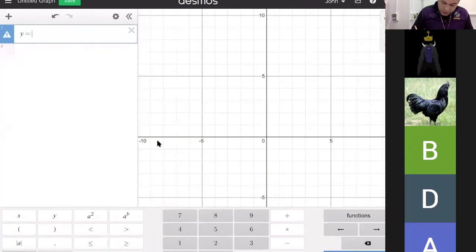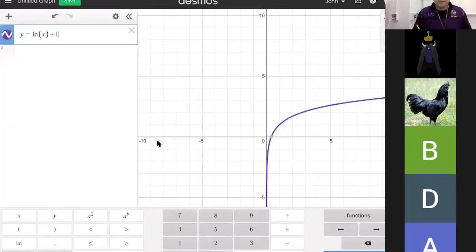So I'm going to use that. Y equals the natural log of x, close parentheses, plus 1. Okay, it's shifted up 1. That does not affect my domain or my range. It just affects the way the graph looks.